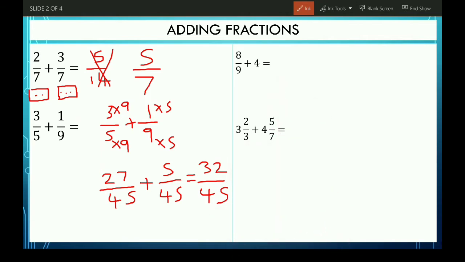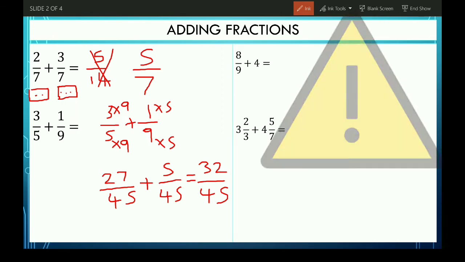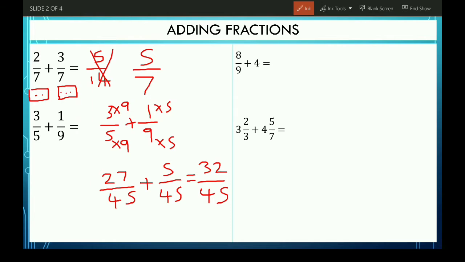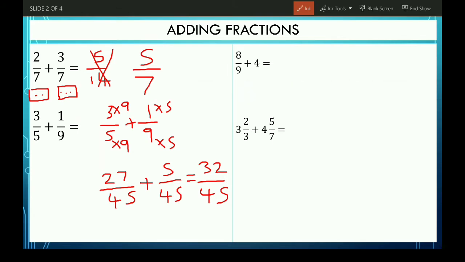Excellent. Now, let's look at the next question. 8 over 9 plus 4. Now this might look a bit tricky, but it's actually quite straightforward. Think about this logically. If I've got 8 over 9, that's a fraction, and I've got 4 whole. It could be 4 whole cakes, it could be anything, but we've got a whole number as 4. So I've got 4 of something, and I've also got 8 over 9. And that's it. That's the answer.